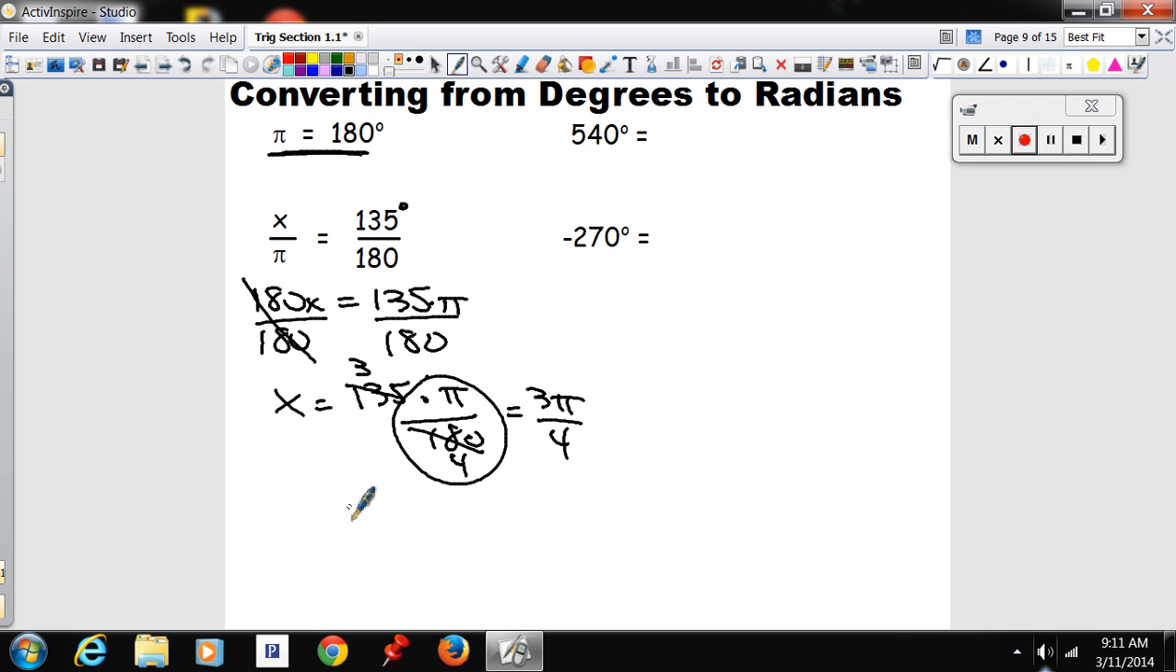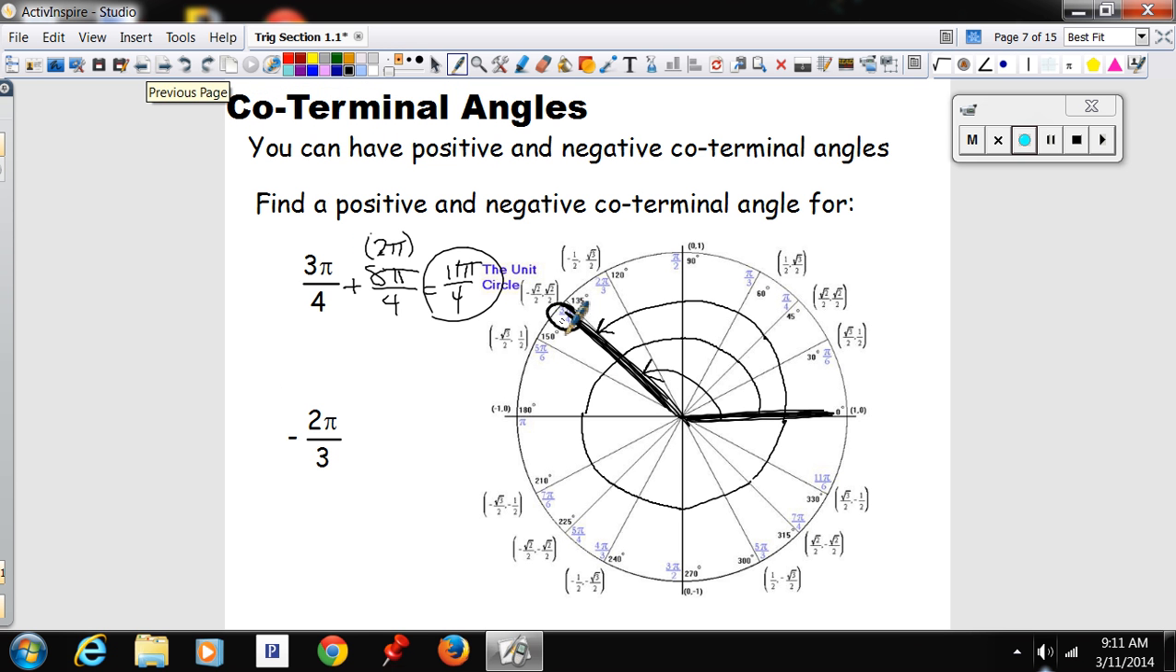If you had your unit circles out, if you looked at them, and you went to 3 pi over 4, let me go back a couple of slides to show you again. 3 pi over 4 was 135 degrees. So 3 pi over 4 converts to 135 in degrees. Those two are the same amount.